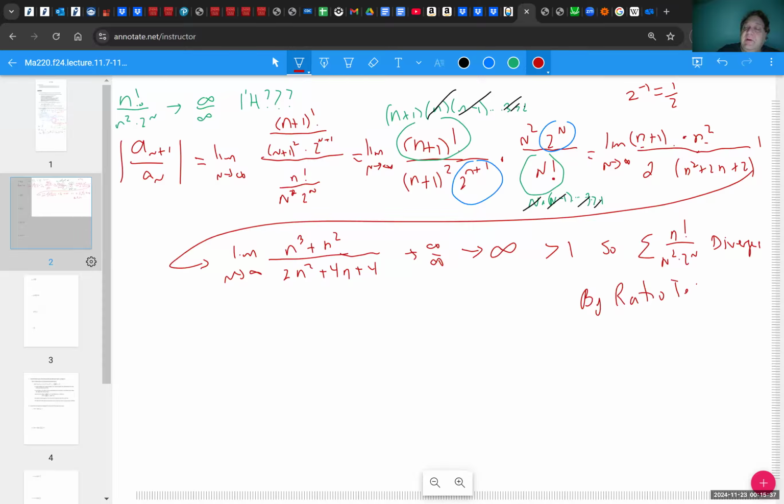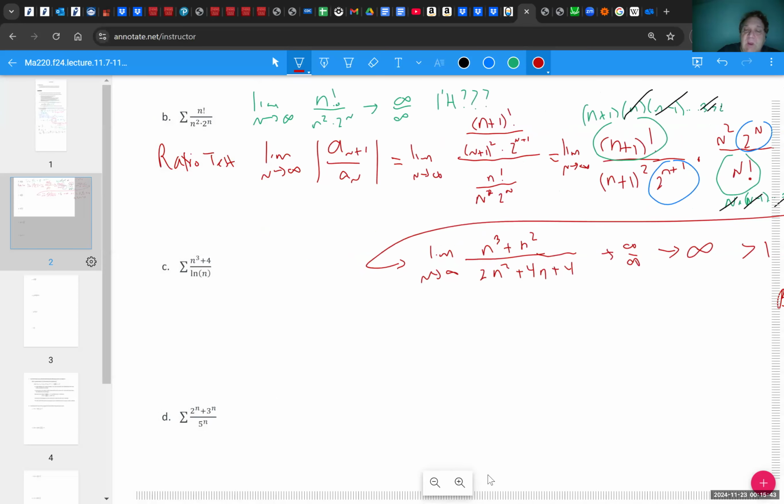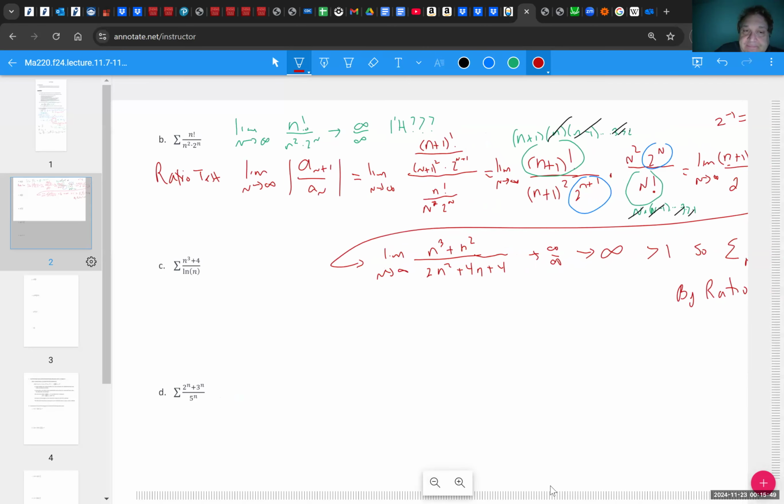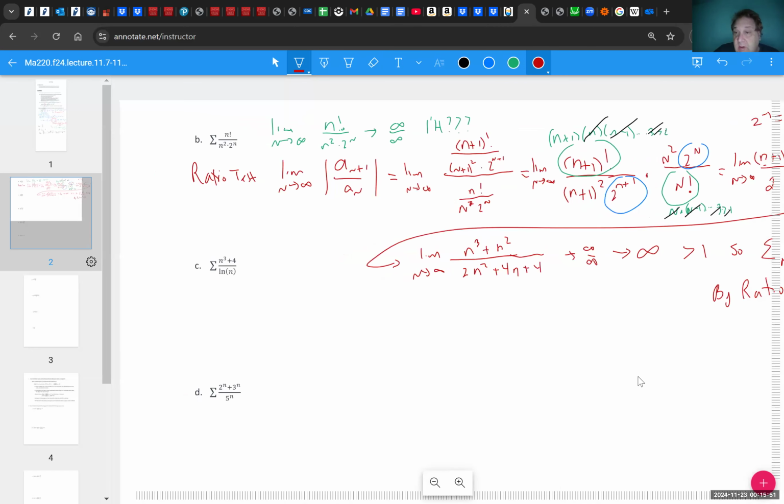We should specify or justify how we're getting the answer. All right, so that was example B. We used the ratio test. All right, let's keep going on.